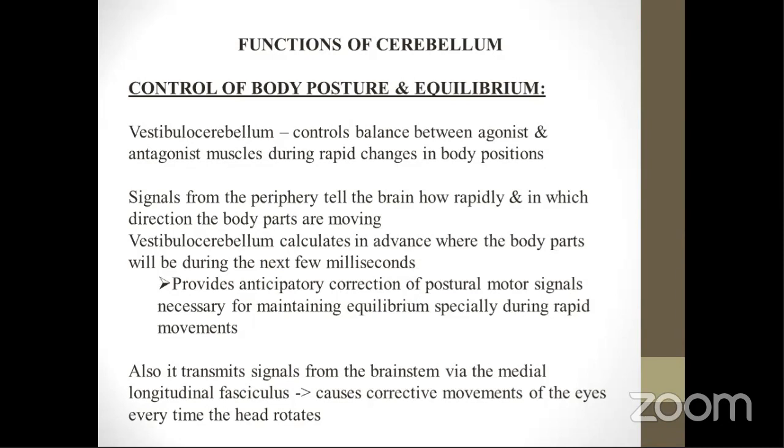So this is the importance of the vestibular cerebellum. Otherwise, smooth progressive movement will not be possible. Suppose you are walking or running, then it would be very difficult; you will not know what to do next. But this is already taken care of by the vestibular cerebellum. It calculates in advance what the position of the body parts will be, and accordingly sends signals to the agonist and antagonist muscles, and the body posture and equilibrium will be maintained even if you are doing a rapid activity. These body movements are always supported by corrective movements of the eyes.